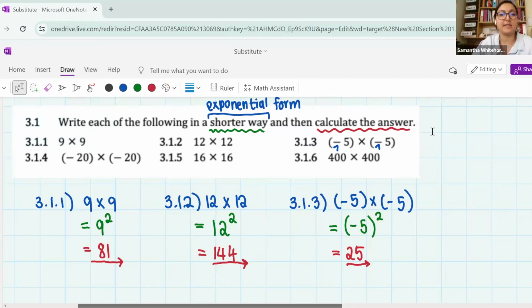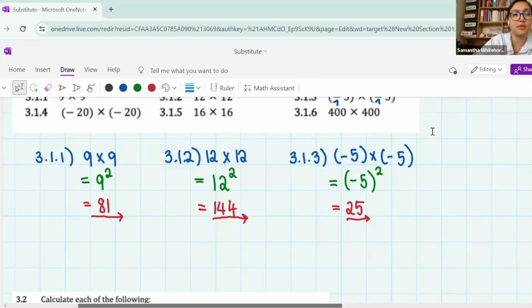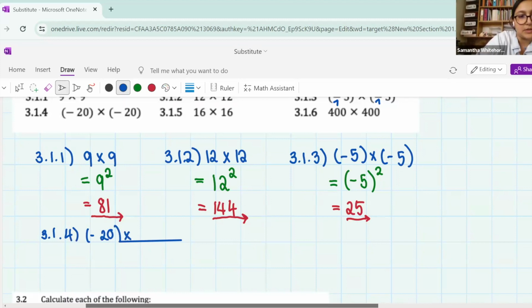Okay, let's have a see. So I'm just going to shift that up a bit so that we've got some space here. So 3.1.4. Okay, try that again. 3.1.4 was negative 20 times negative 20. Sorry, who knows why there's a line all of a sudden there? You know, technology.